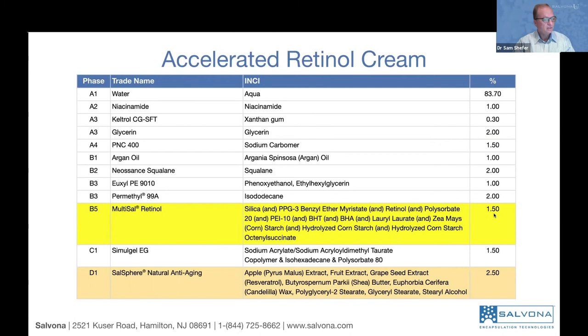You see, that means the total level of retinol is only 0.15. They're asking why you add so much. This is not that much. This is actually very little. It's a high dosage level, right? 1.5 is accelerated retinol. They can use less, 1% or even less. The previous formula had only 0.5% of Multicell retinol.